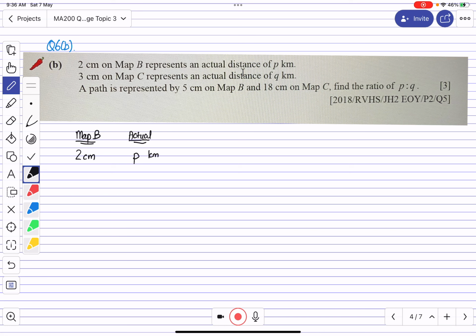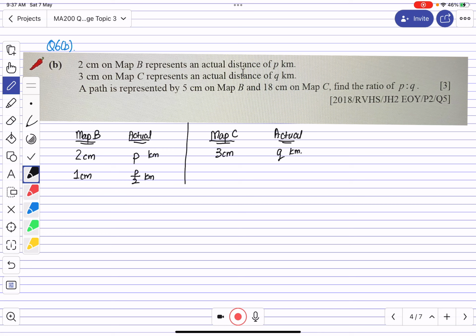This also means that 1 cm here will represent basically p over 2 km, right? And on map C, versus on the actual ground, 3 cm on map C will represent q kilometers on the actual ground.